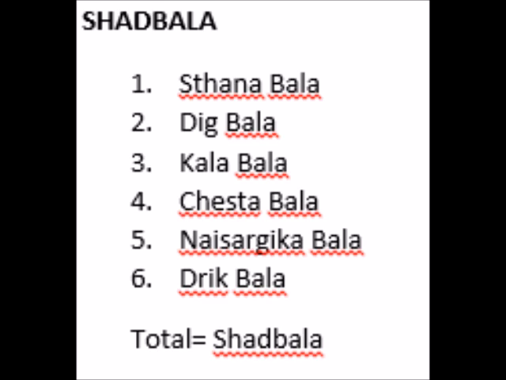of a planet based on whether the location of the planet is in the first Drekkana, which is 1 to 10 degrees, the second Drekkana, which is 11 to 20 degrees, or the third Drekkana, which is 21 to 30 degrees in a zodiac sign.